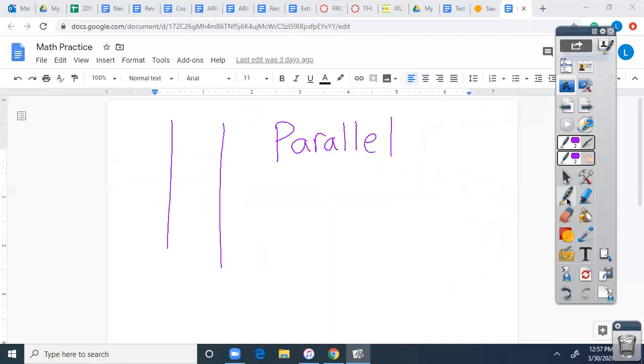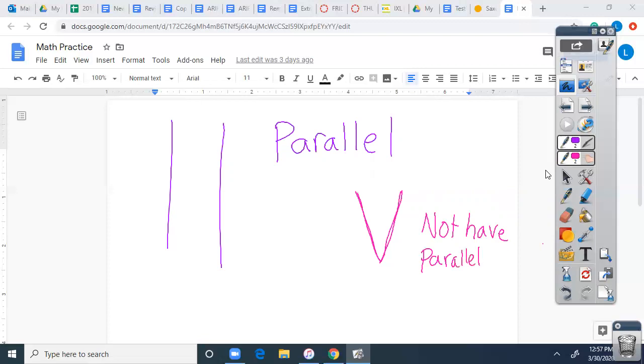Okay, that's what you need to know for your homework, what parallel lines are. So let's think letters. Does this letter, the letter V, have parallel lines? No, it does not have a parallel line because this line is going to crash into that line. So this does not have parallel lines.